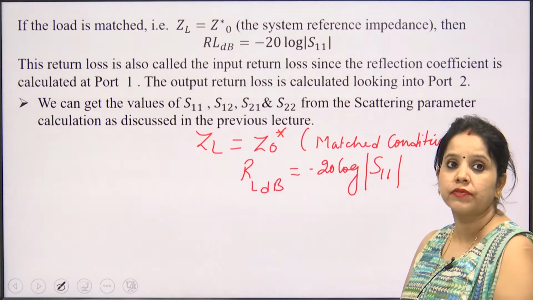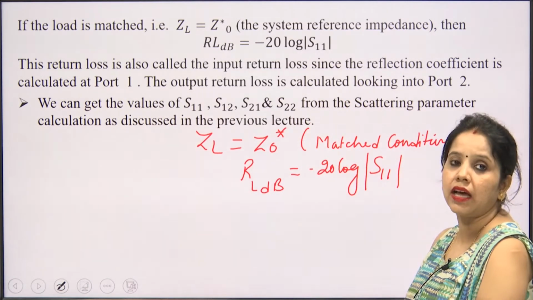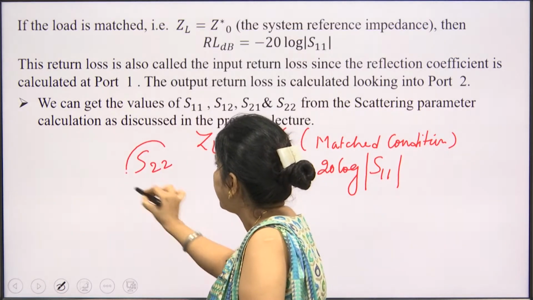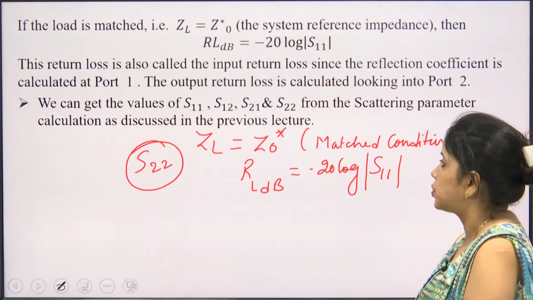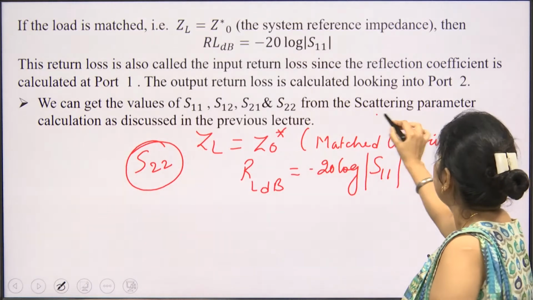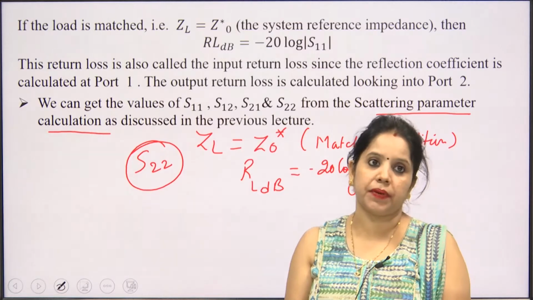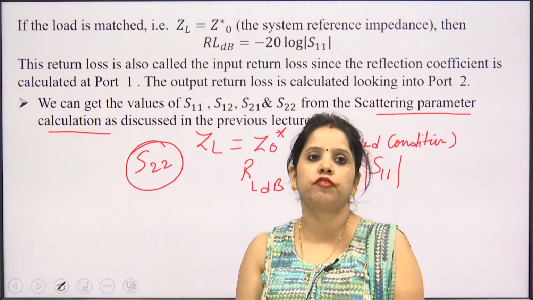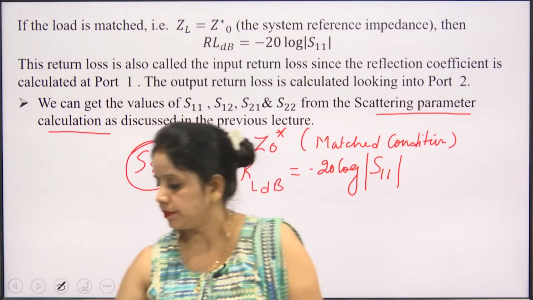Output return loss is when we consider how much power is received at the output. In that case, in place of S11, we use the term S22. We can get the values of S11, S12, S21 and S22 from the scattering parameter calculations, which we have discussed in the previous lectures. So, kindly go through that if you want the derivation of how we get the S parameter values.